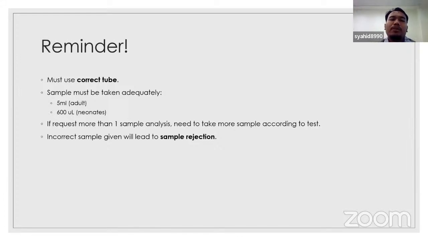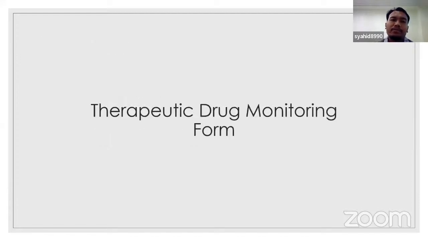If you want to request more than 1 sample analysis, you need to take more sample according to the test. Usually this happens for patients on anti-epileptic drugs. If the patient is currently on Epilim or Keppra, we can do the tests simultaneously, but you need to take more sample. Incorrect sample given will lead to sample rejection.